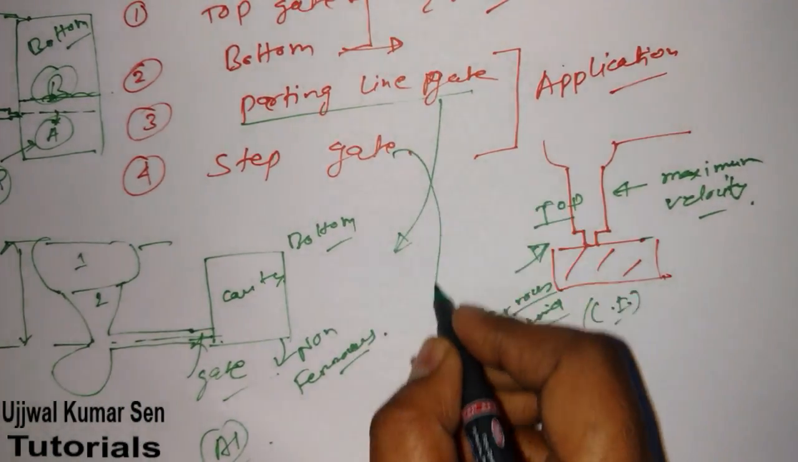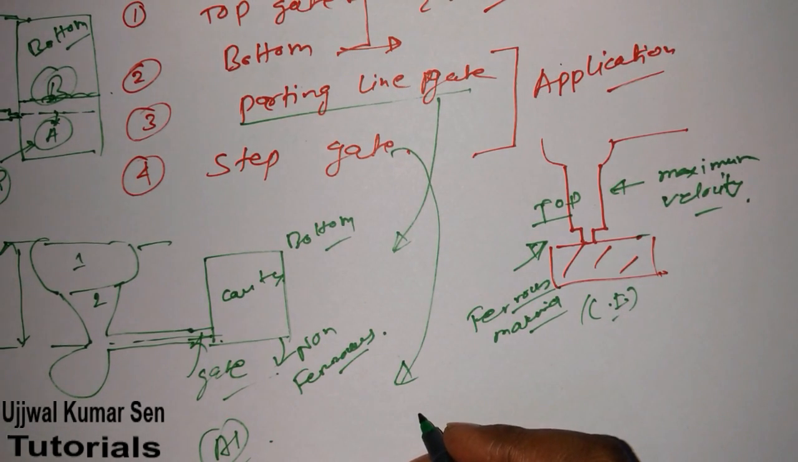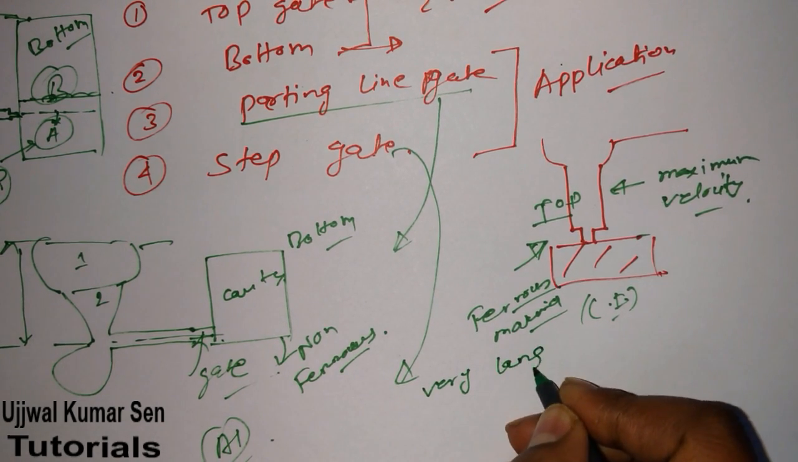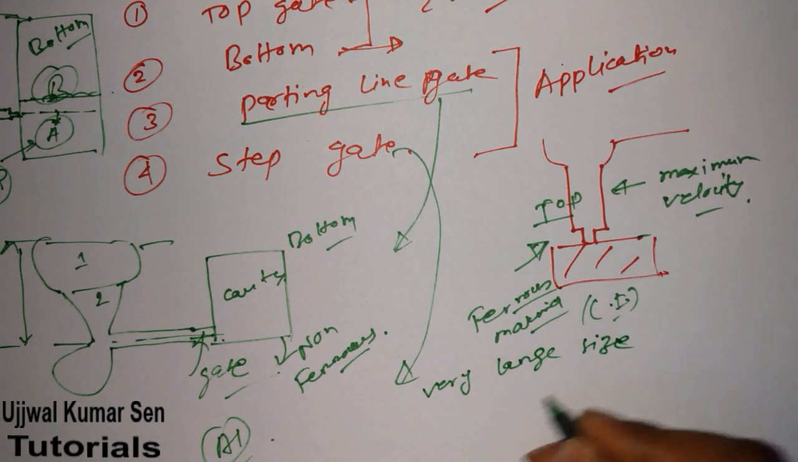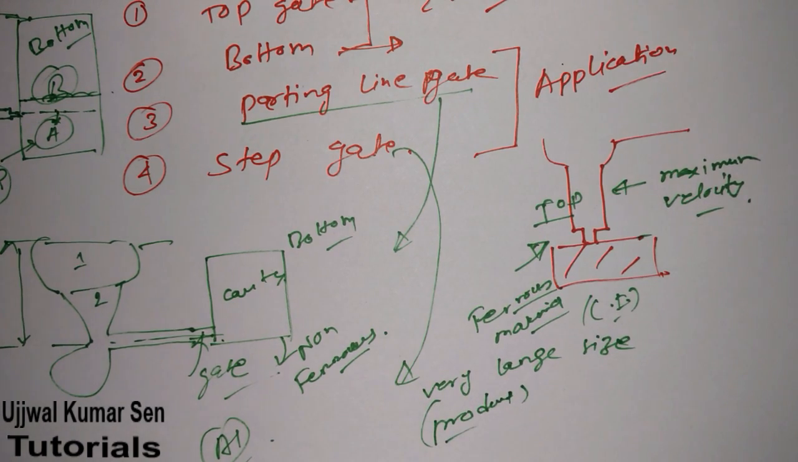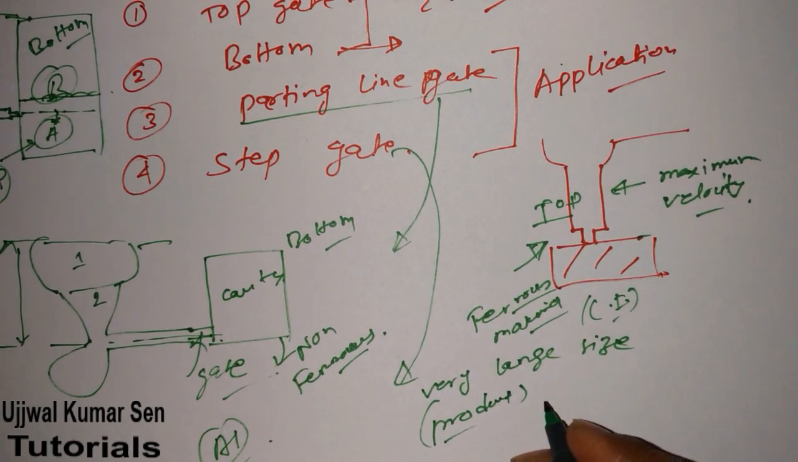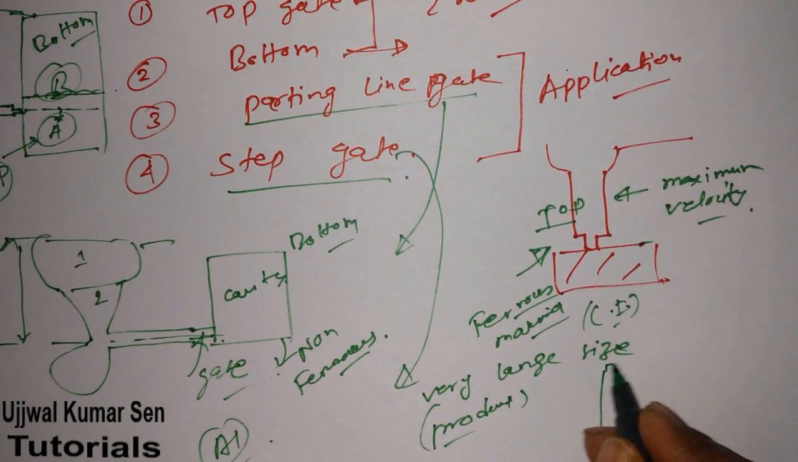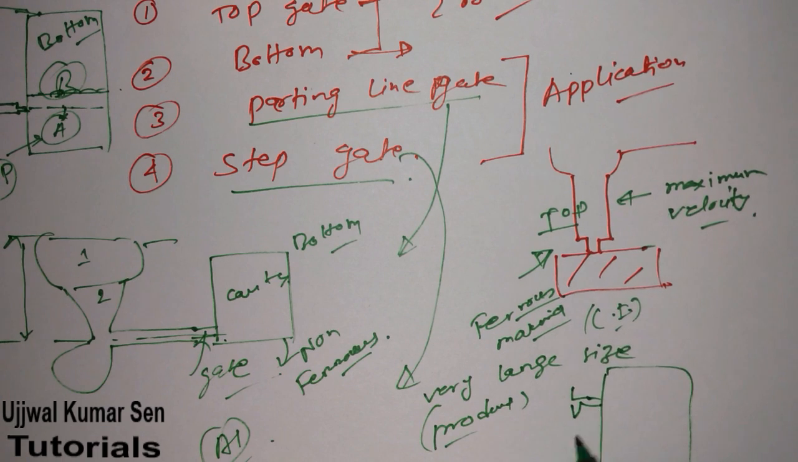Now if you're talking about step gate, what is the application of step gating system? Basically, step gating system we use in case of very large size products. If we want to cast any very large size product, then we go through this step gate. Step gate means there would be many gates in a single cavity. So for filling a single cavity there would be many gates, just like one gate here, one here. So these are the step gating system.